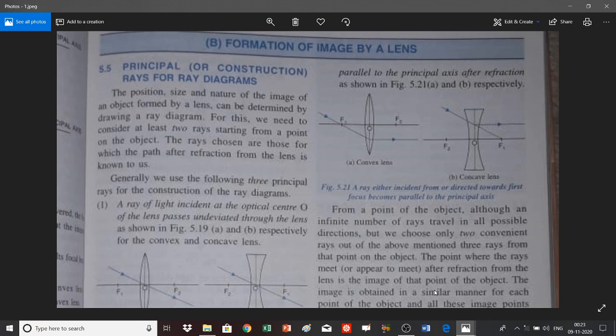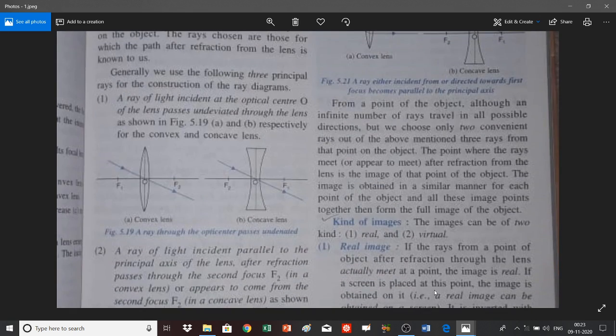There are some definite rules which you have to obey. The size, position and nature of an image formed of an object by a lens can be determined by drawing a ray diagram. In this case, you have to consider at least two rays, and when you consider these two rays and obtain an image, you can understand the characteristics of those images.